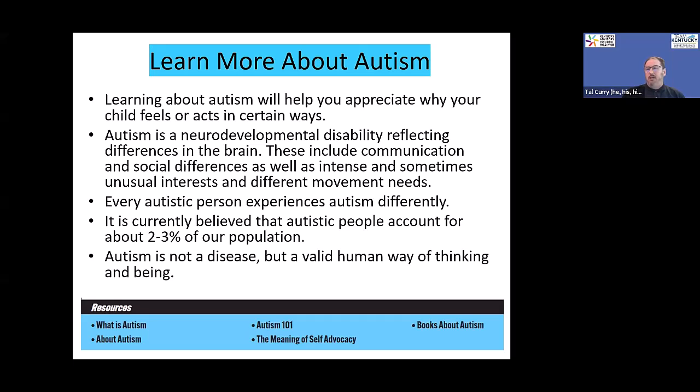It's currently believed that 2 to 3% of our population are autistic people. That's that 1 in 36 from the CDC, which is 2.78%. But what's most important, as people get newly diagnosed, whether they're children, youth, or adults, is teaching folks that it's not about finding a cure. Autism is not a disease, but a valid human way of thinking and being.